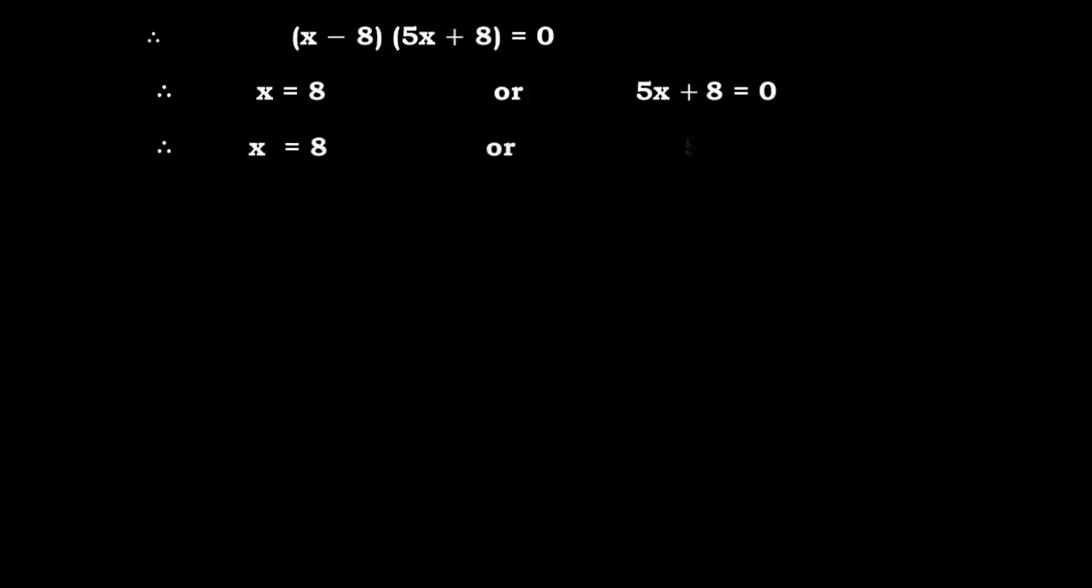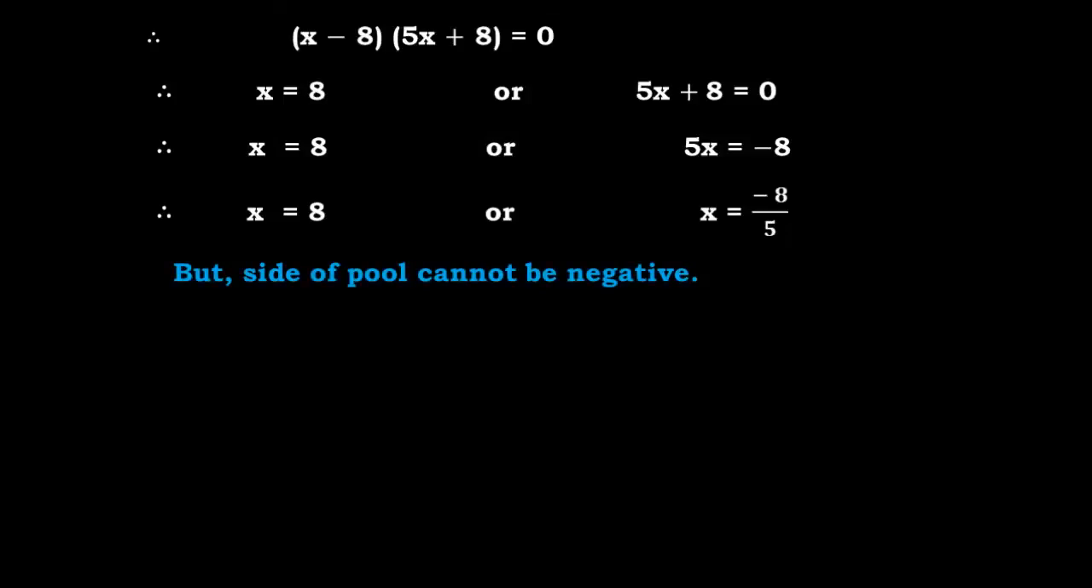Therefore (x − 8) common, in the second bracket (5x + 8) equals 0. x − 8 equals 0 or 5x + 8 equals 0. Therefore, x equals 8 or 5x equals minus 8. Therefore, x equals 8 or x equals minus 8 upon 5. Side of the pool cannot be negative. Therefore, x equals 8.